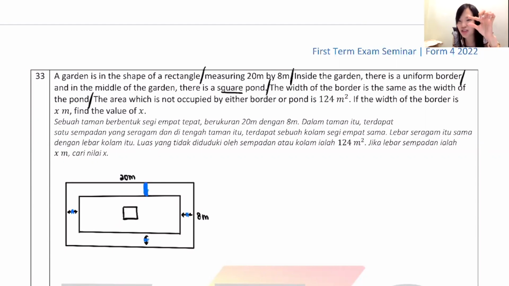Correct? Like your thickness of the border. They say your thickness of the border is actually the same as the width of the pond. So the width of the pond, isn't it, that means this side. Correct? I label for you. So this blue color one and this blue color one is the same. So this one is a square. Actually, every side is also the same. You guys understand? All the blue ones are all the same, because they say the width of the border is the same as the width of the pond. It's not something I created.